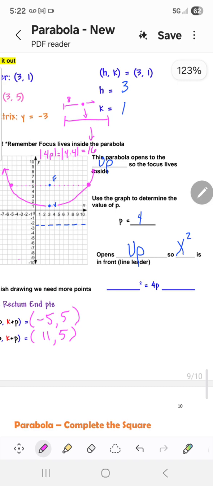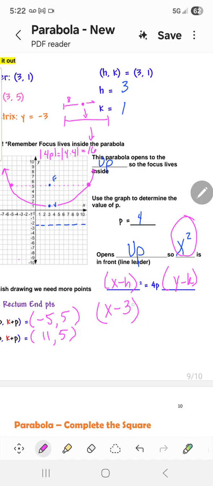We can actually figure out the equation for this parabola because we know that it's x minus h squared, because x squared is the leader since we're opening up, and y minus k. So I have x minus 3 squared equals 4 times 4, because that's what p is, times y minus 1. So x minus 3 squared equals 16 times y minus 1.